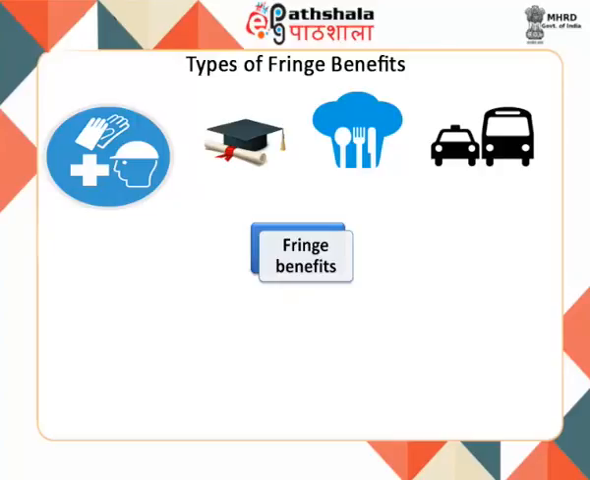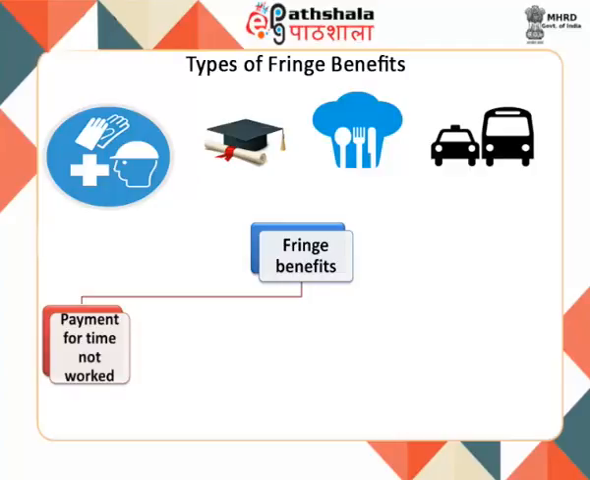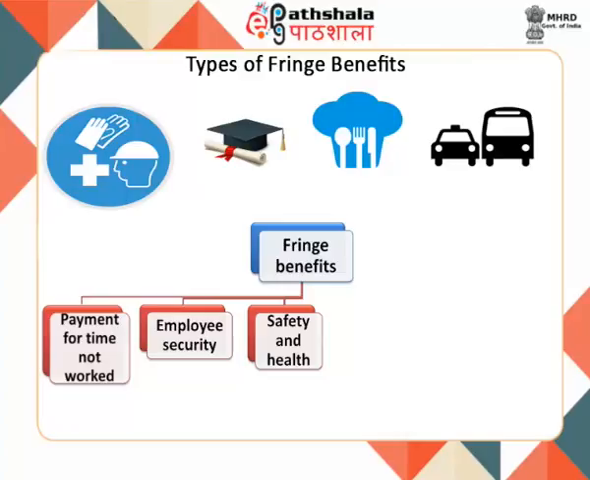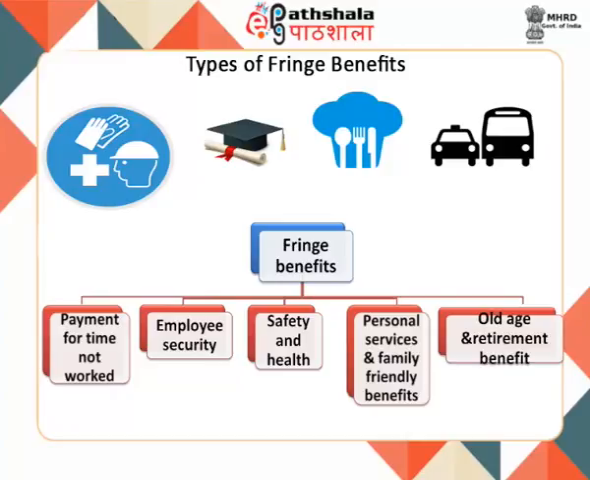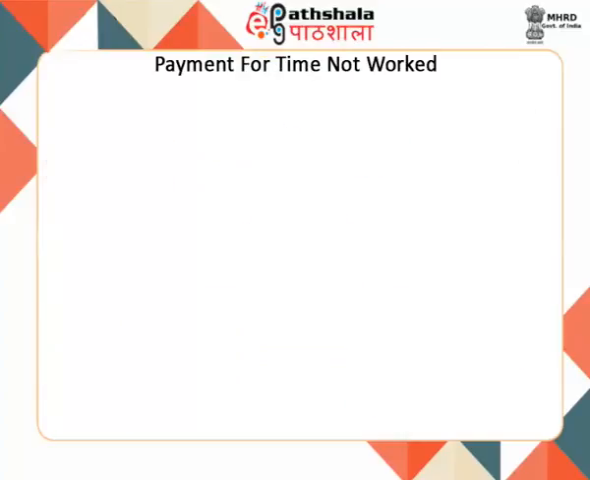In India, the fringe benefits offered by various organizations may be broadly classified into five categories. Number one, payment for time not worked. 2. Employee security. 3. Safety and health. 4. Personal services and family friendly benefits, which are included in labor welfare. Lastly, and fifth, old age and retirement benefits. We shall now study each component in detail.